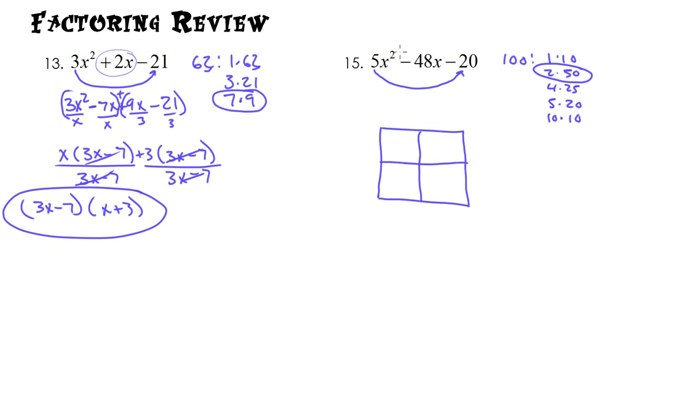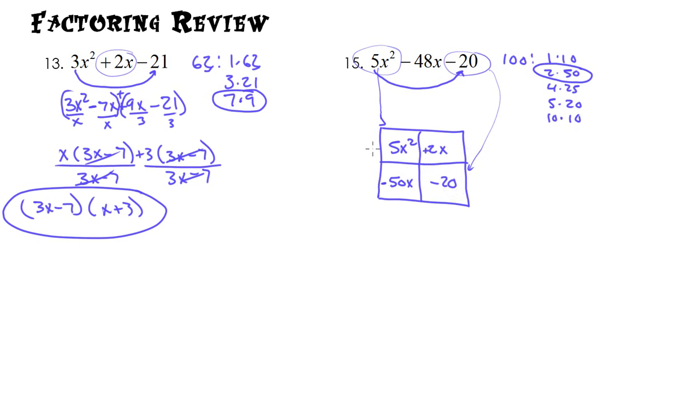Okay, and we're going to always write this 5x squared in this top one here, 5x squared. Negative 20 is always going to go in that bottom one, negative 20. And then we've got 2x and 50x. It doesn't matter which one goes where, 2x, 50x. But we do have to know what the signs are going to be. When we add these two together, they have to equal negative 48. So that's going to have to be negative 50x, and that's going to have to be positive 2x.